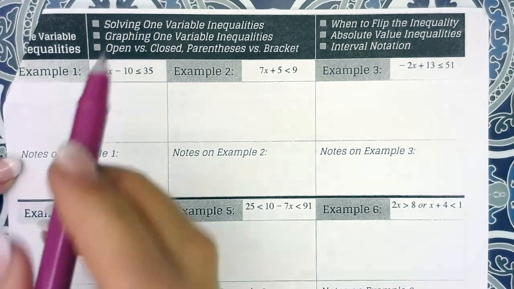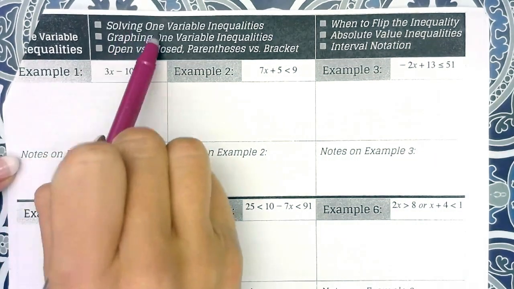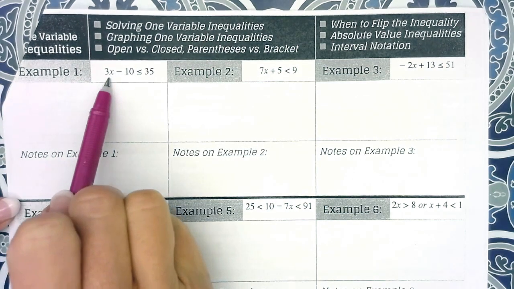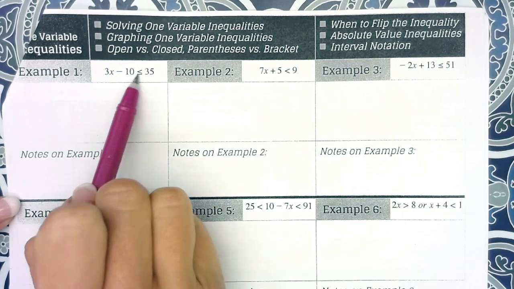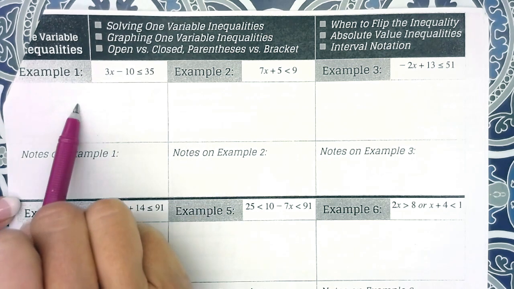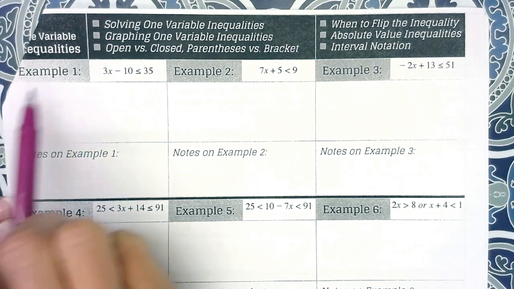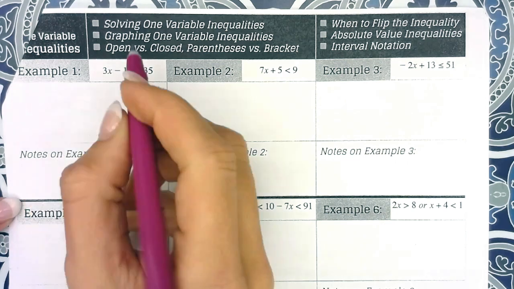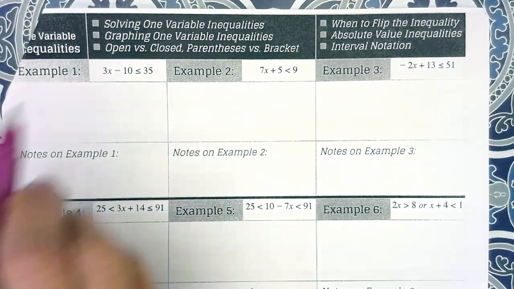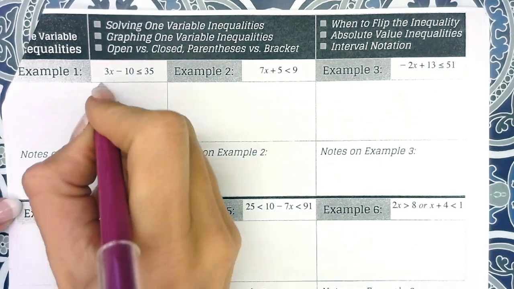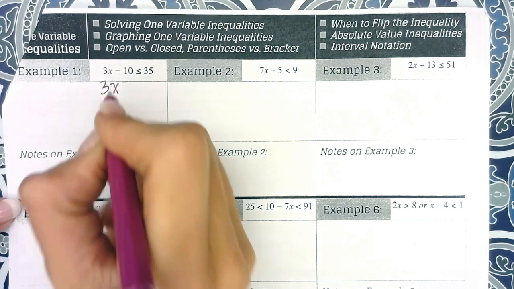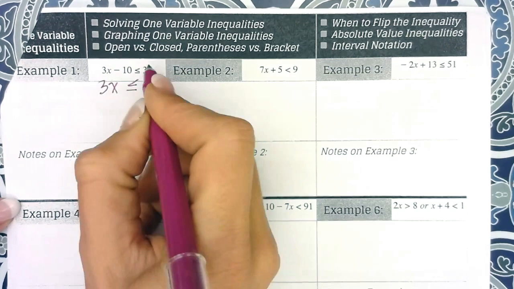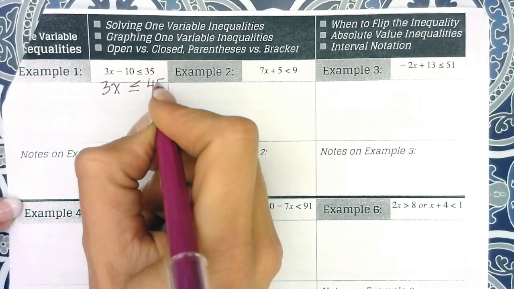So example 1, the first thing I'm going to do is solve this one variable inequality. It's one variable because I only have x in it. Sometimes you've seen inequalities that have x's and y's in them, and we graph them on the xy plane, and we end up shading on one side of the line or whatever that graph is. So here I want to get the x alone. I'm going to start by adding 10 to both sides. That will give me, in my next step, 3x alone, because I add 10 to negative 10 and get 0, less than or equal to 45.